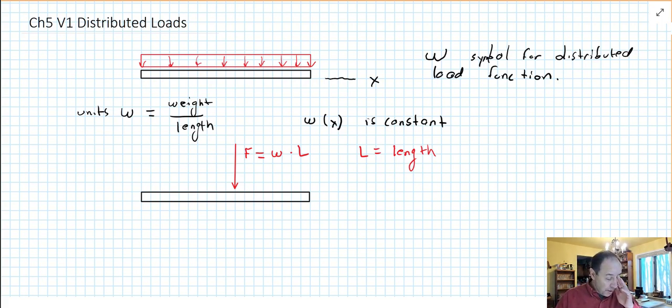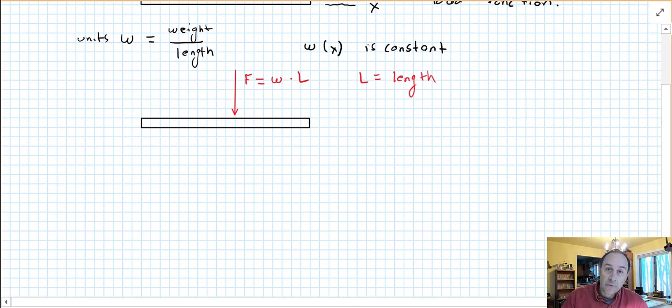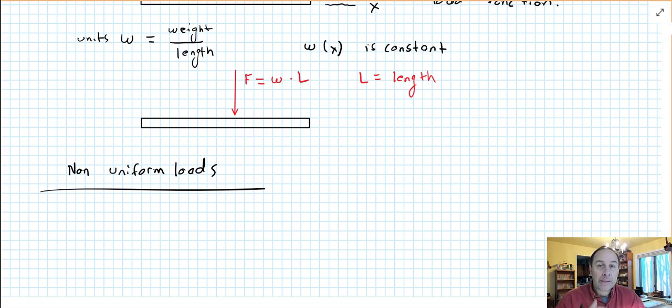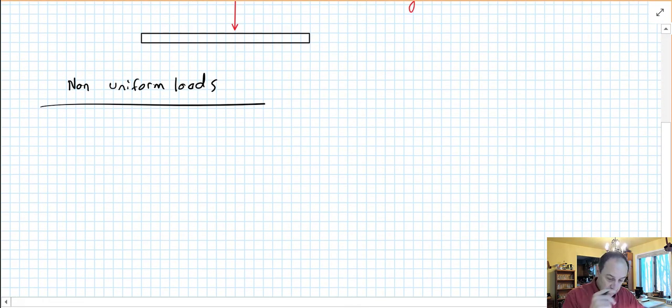Now, the new part is, what about non-uniform loads? Where W is not constant in the dimension of interest. Now, sometimes, depending on the analysis we do as the weeks move on, we're going to deal with the distributed load. Sometimes we need the equivalent point load. So keep that in mind. It's not always one or the other. So let's look at a beam now that has a non-uniform distributed load.